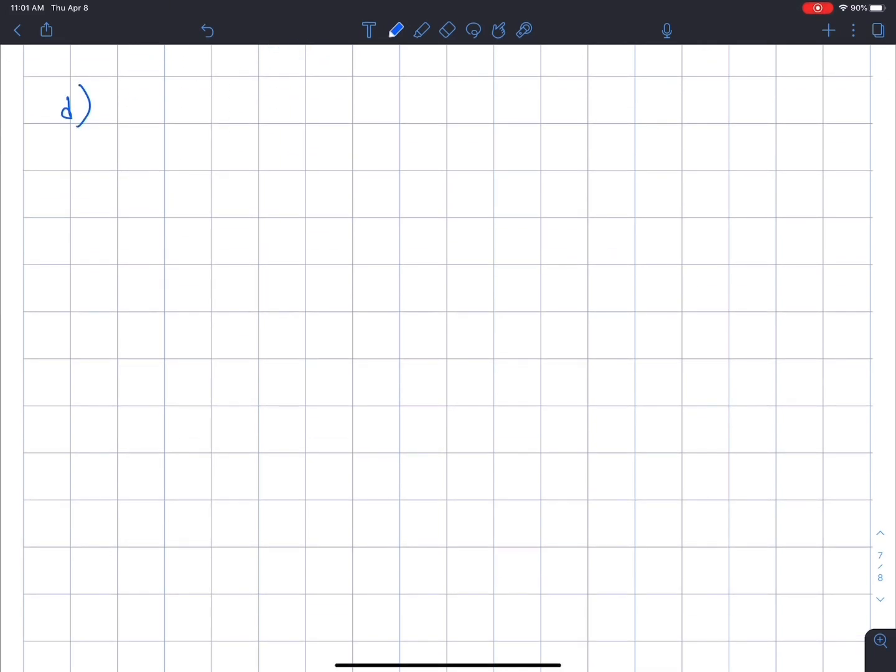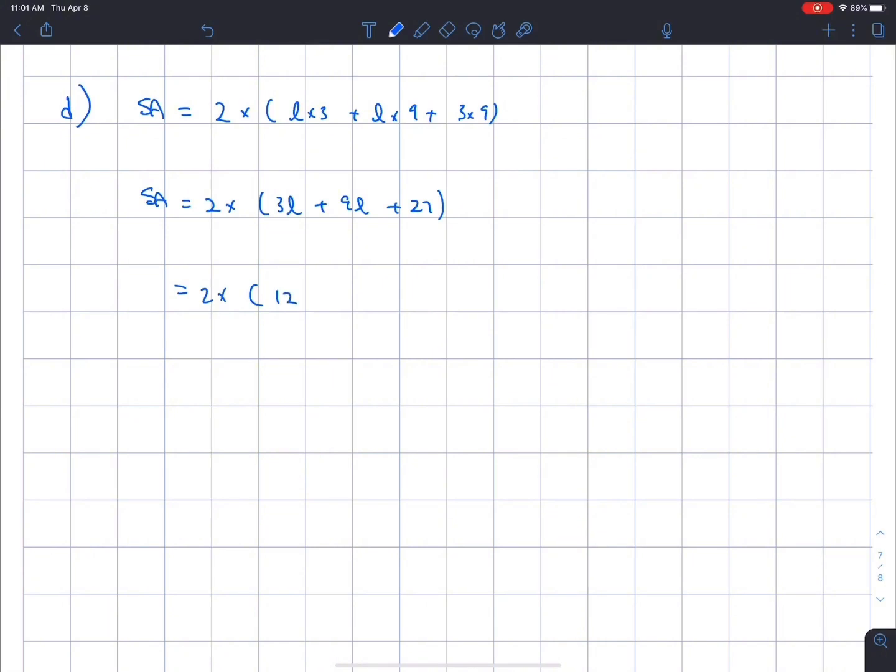D. So again, I would just say surface area equals 2 times length times width plus length times height plus width times height. And we don't know what the surface area is. So we get 3 times L is 3L, 9 times L is 9L, 3 times 9 is 27. 3L plus 9L is 12L plus 27. And then we distribute in, we get 24L plus 54, right? You multiply the 2 in.